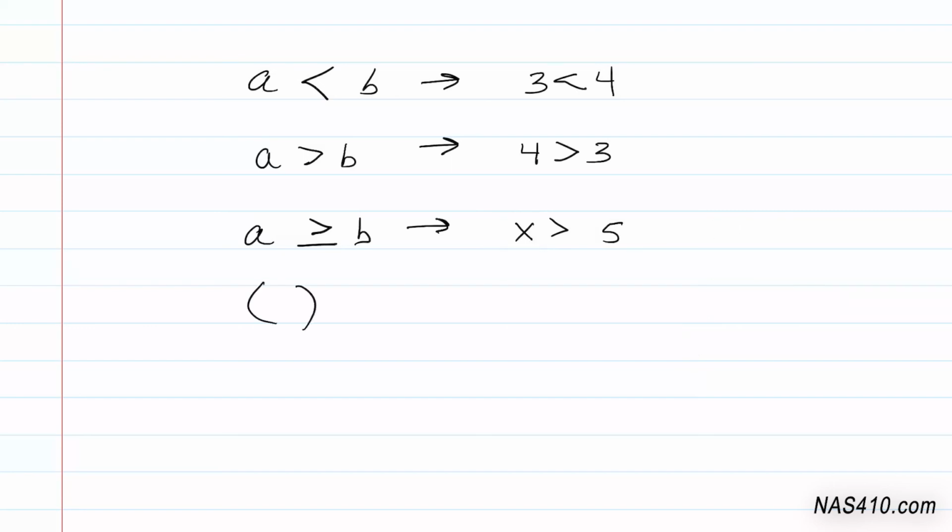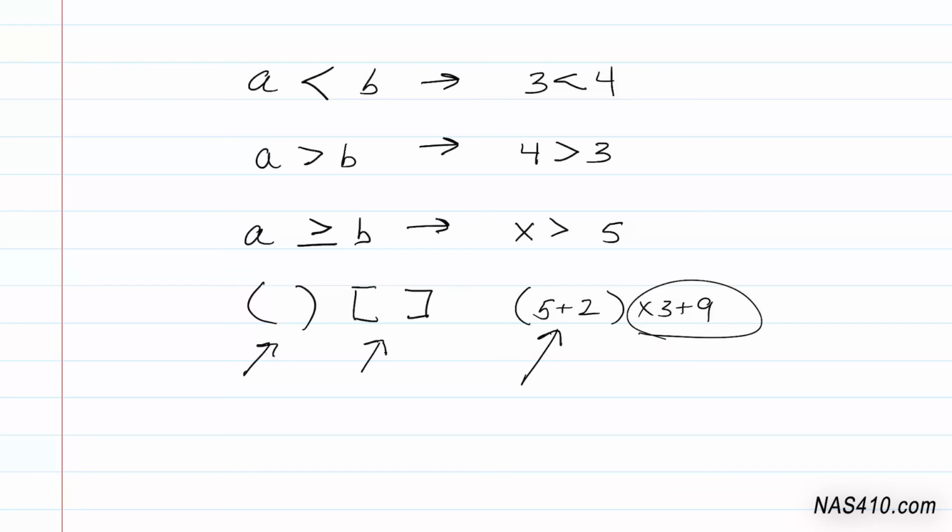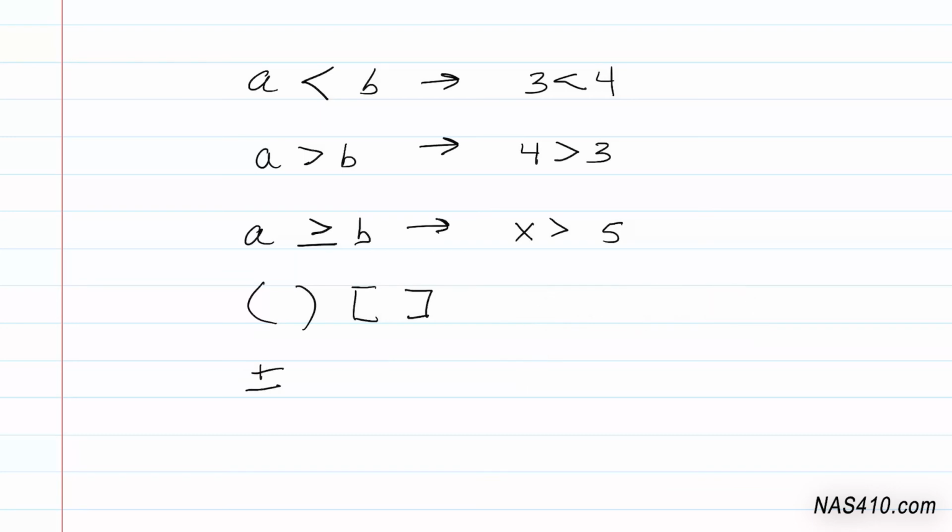In math, you'll see parentheses and you'll see brackets, and these are just symbols that tell you to do this first. For example, let's say I had a problem: 5 plus 2 times 3 plus 9. What this parenthesis is telling us is, hey, do this part first and then do this part.